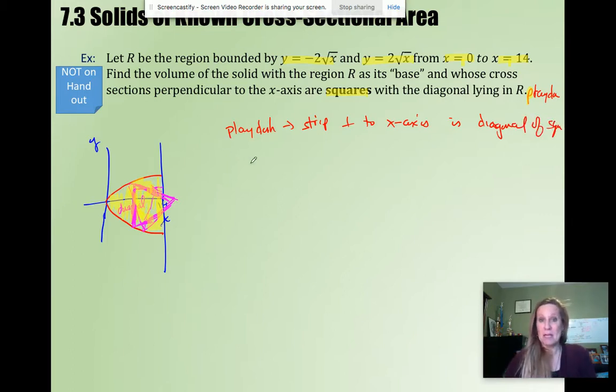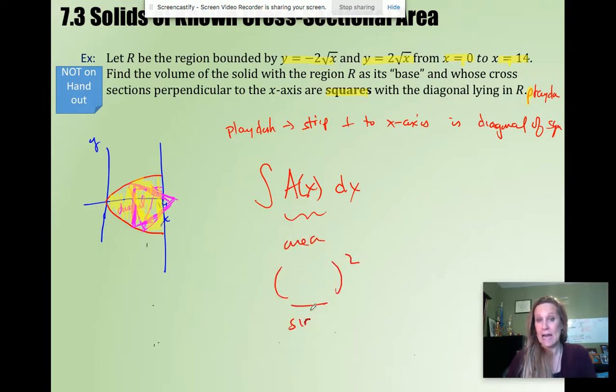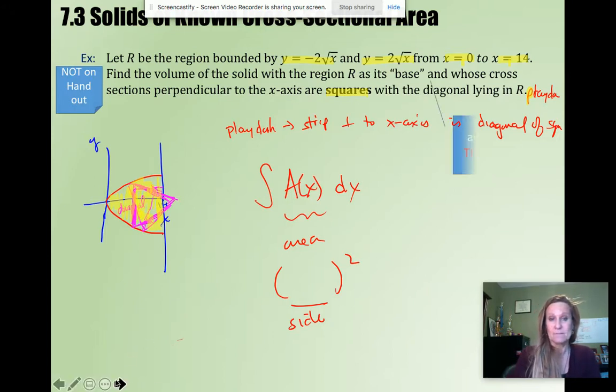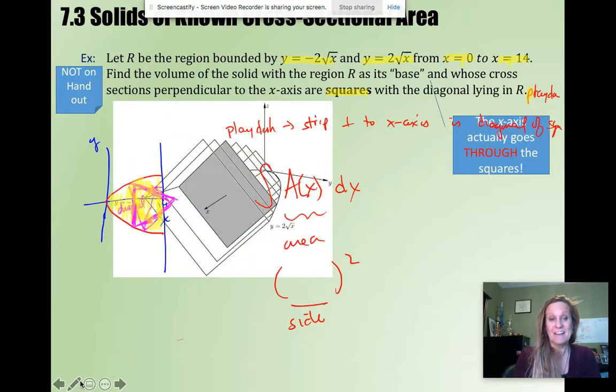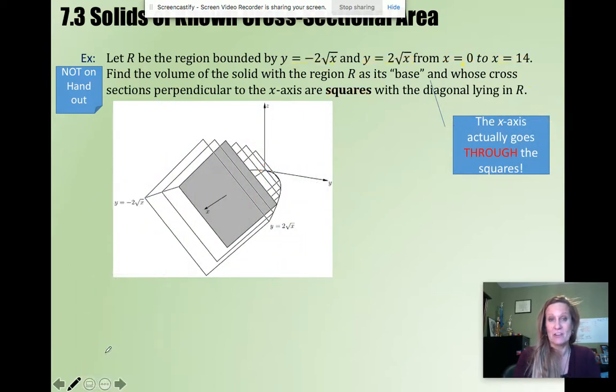That doesn't help me when I'm trying to sum the area of a square. The area of a square doesn't change. It's the side, not the diagonal. So the question is, do you remember how to get from the diagonal to the sides of a square? Oh, I forgot I had a picture there.